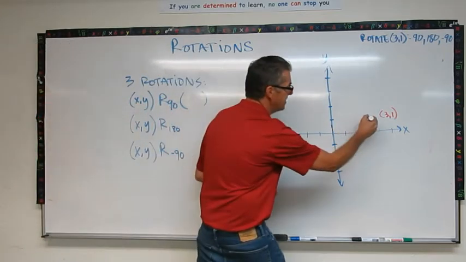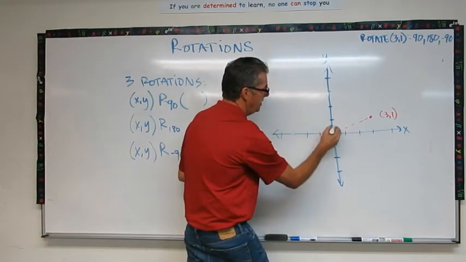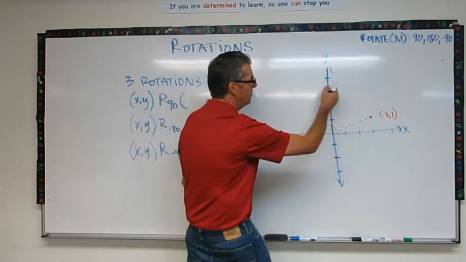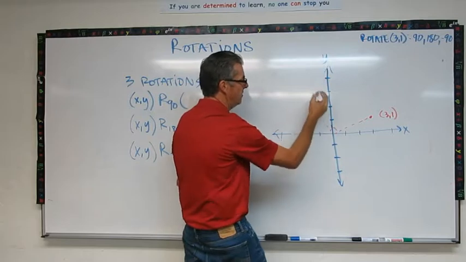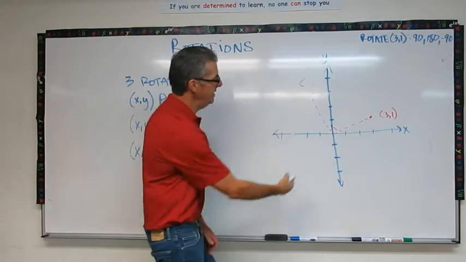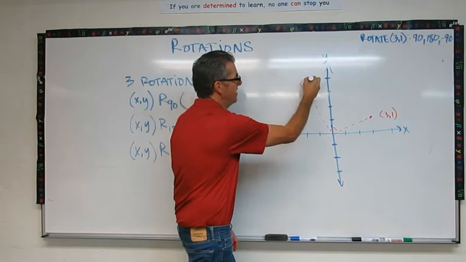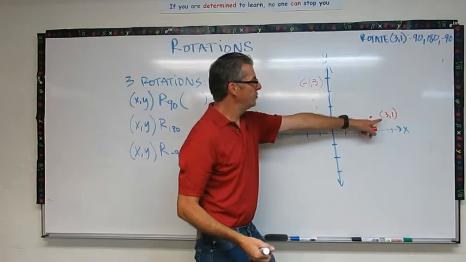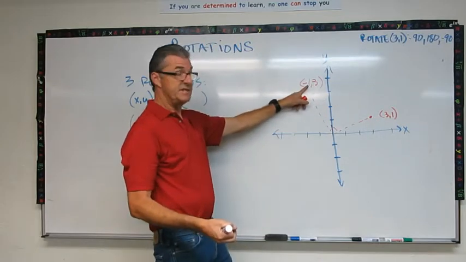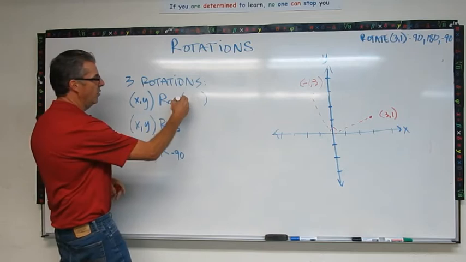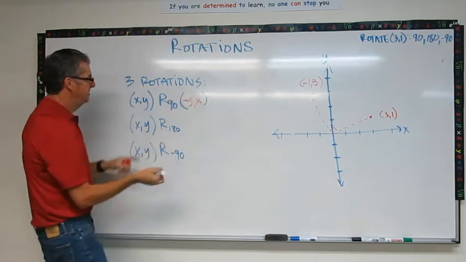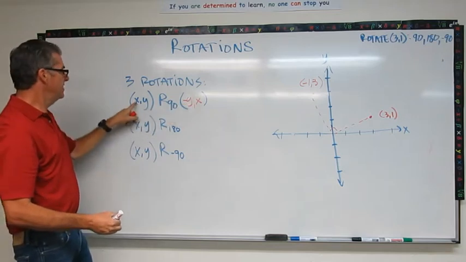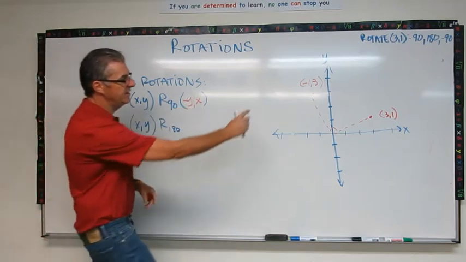Now, a 90-degree rotation is going to make a 90-degree angle right there. So what we're going to do is rotate it over right to there. And what's this new point going to be? (-1, 3). So notice how the 3 and the 1 switched and the x term went negative. So what we're going to do is go (y, x). You take the y value, put it in the x place and change the sign, and then you take the x value and put it in the y place, which is exactly what we did there.